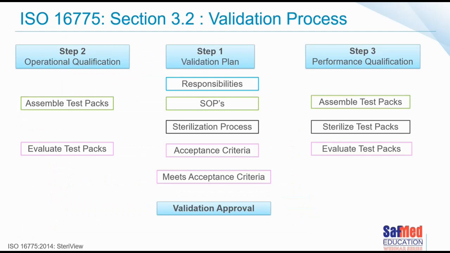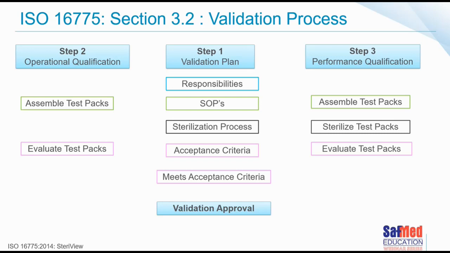Here in 3.2, it talks about the validation process, and the validation process has 3 steps to it. They interrelate, as you'll see as the images come up. The first step really is a validation plan. Step 2 is operational qualification, and step 3 is performance qualification.